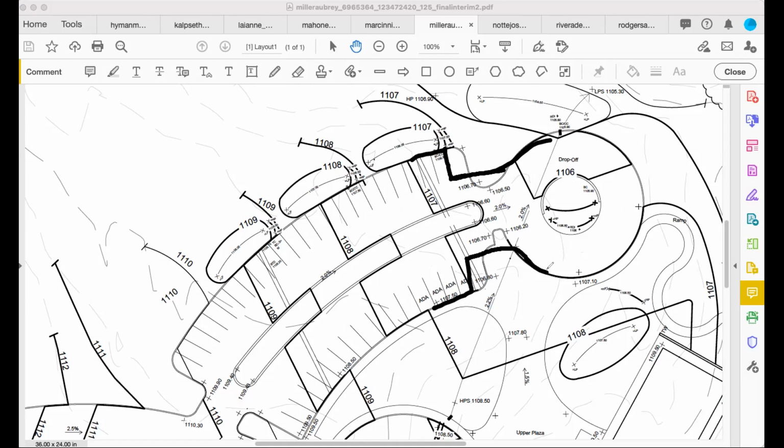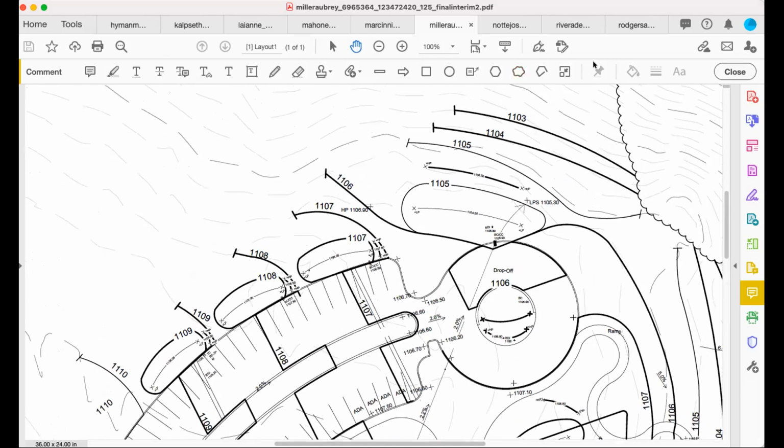Okay. That makes sense. All right. Keep working, and if we need to, we can come back to that ramp at the end. Okay. Thank you.